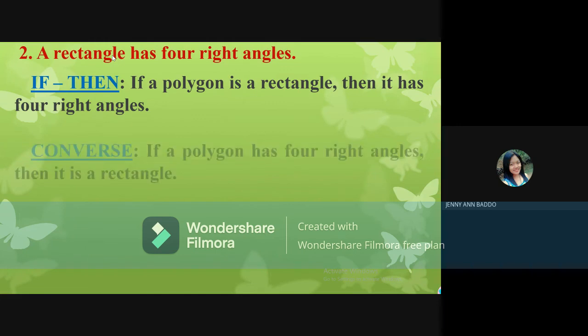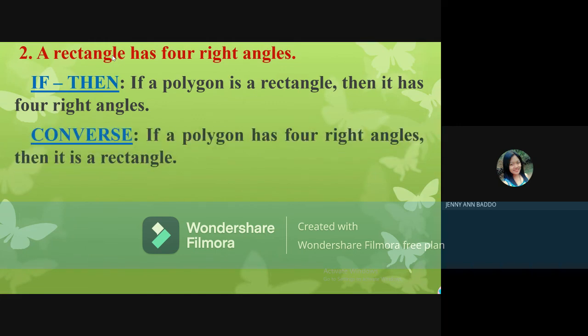And then for the converse, take note if we use other words aside from it or they or he or she, then the subject must remain after the word if. You just have to interchange the predicate of the hypothesis. So we have if a polygon has four right angles, then it is a rectangle.